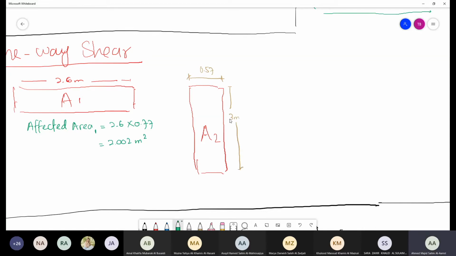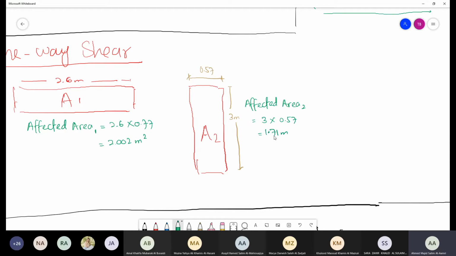Values are not a problem. The most important thing that you should understand is where these are coming from. So effective area number 2 is equal to 3 multiplied by 0.57, which will equal 1.71 meters square.